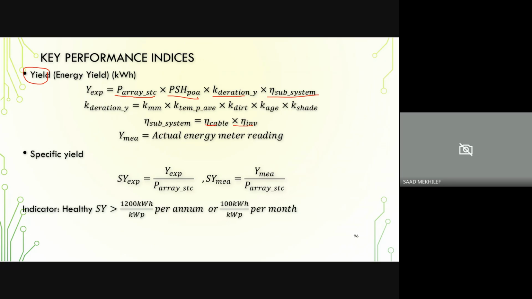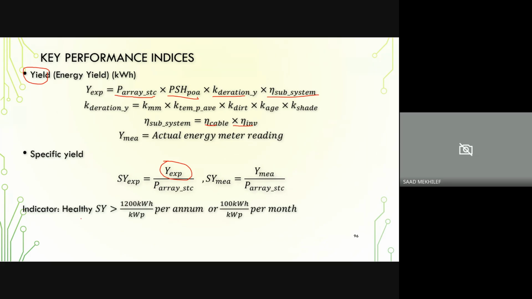Okay, so this is actually the yield. If we want to calculate the specific yield, which is the SY, it is equal to the expected yield divided by the power from the array. Power from the array means we don't consider all this number of hours, number of ratings, and so on. Then we can also calculate the yield from the actual energy meter reading, which is the yield divided by the PV array.